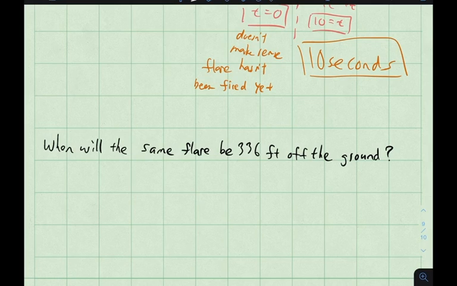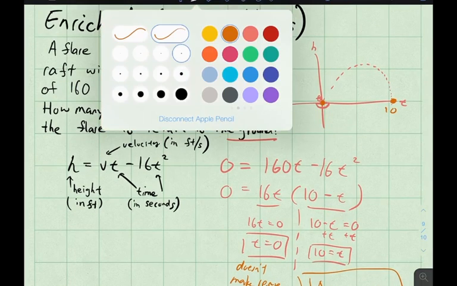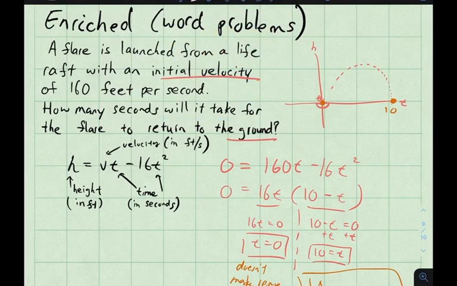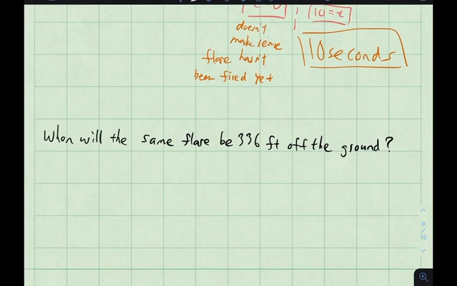Second part: when will the flare be 336 feet off the ground? Well, for this one, now we've got to look at its h. We have a different h value. So wherever, maybe it's like here. Let's say this is 336. And then we're wondering, what time is this? And what time is this? Now we set our h equal to 336.